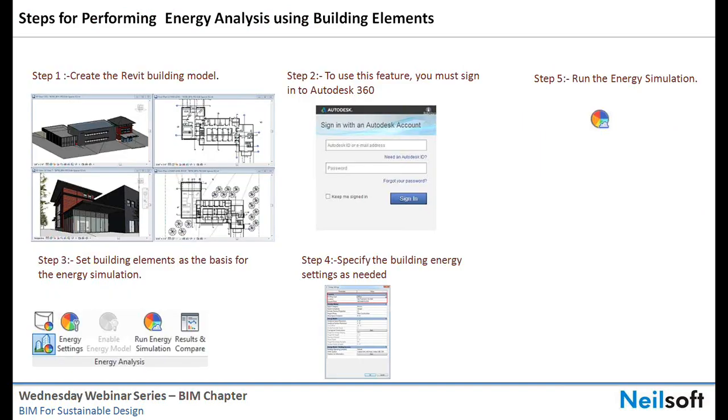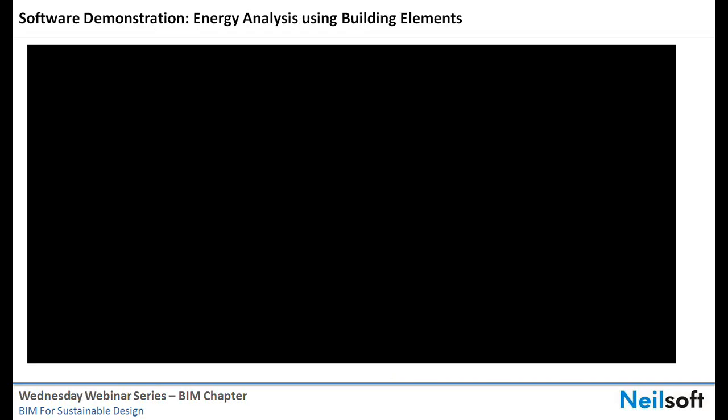The steps for creating the Revit building model are: we have to create a Revit building model, then we have to use the Autodesk 360 account, and we have to set the building elements as the energy simulation model, and specify the building settings as needed. And we have to run the energy simulation.